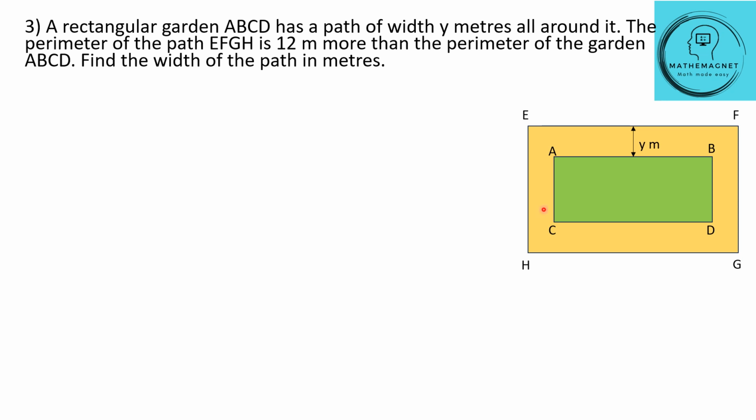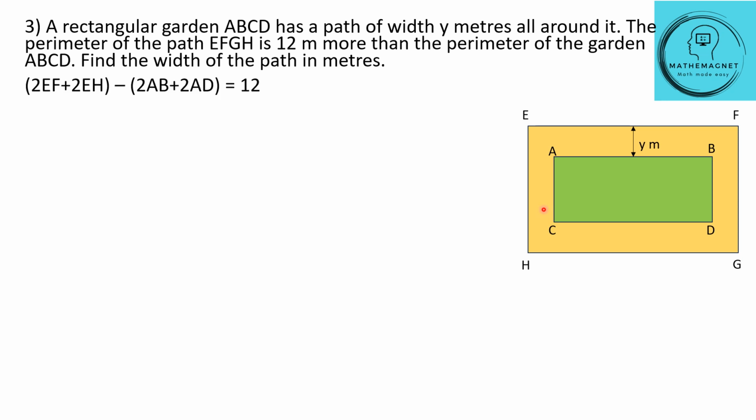The other condition they have given is the perimeter of the path, that is EFGH, and the difference between that and the garden ABCD is equal to 12 meters. Now we are asked to find y. Let's see how to go about it.